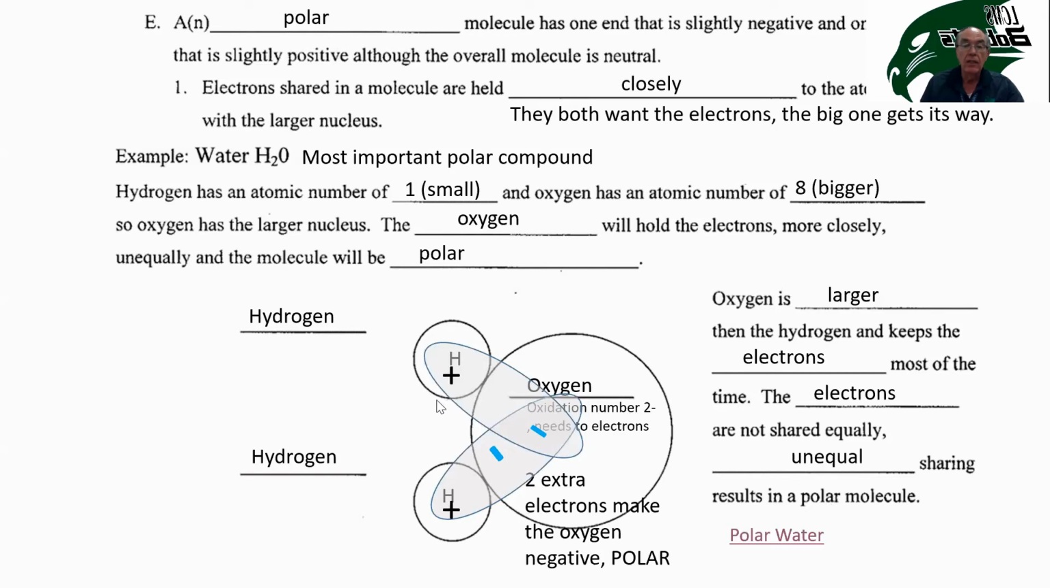Okay, so the hydrogen ends up slightly positive, oxygen ends up slightly negative, and every water molecule has a positive end that's attracted to a negative end, and they clump together.